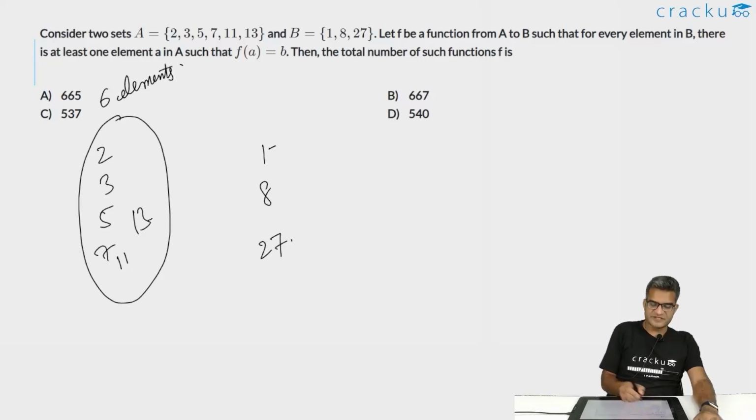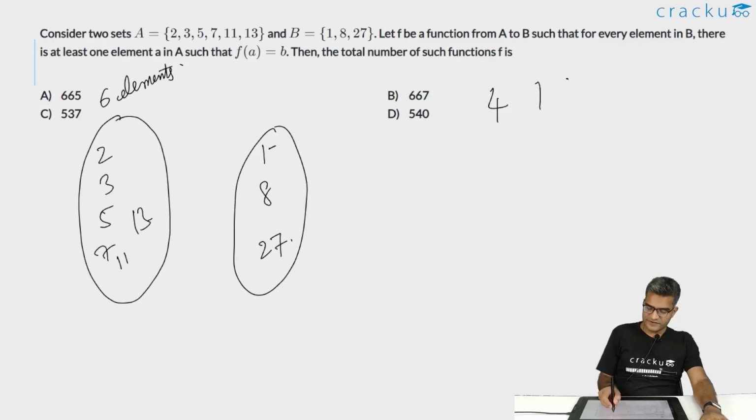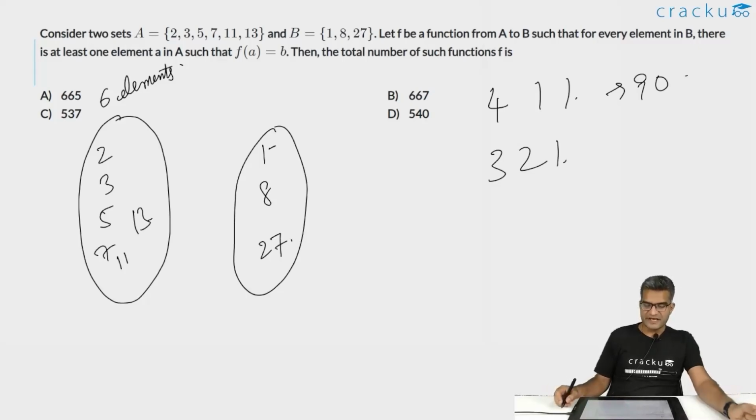These 6 elements can be distributed across these 3 elements in either 4, 1, 1. That is, 4 elements from A are attached to 1 element in B and the remaining 2 are attached singularly. This can be done, like we discussed earlier, in 90 ways. Or it can be 3, 2, 1. That is, 3 elements in A are attached to 1 element in B. The remaining 2 elements are attached to 1 element in B and the one last element will be attached to the remaining element in B.